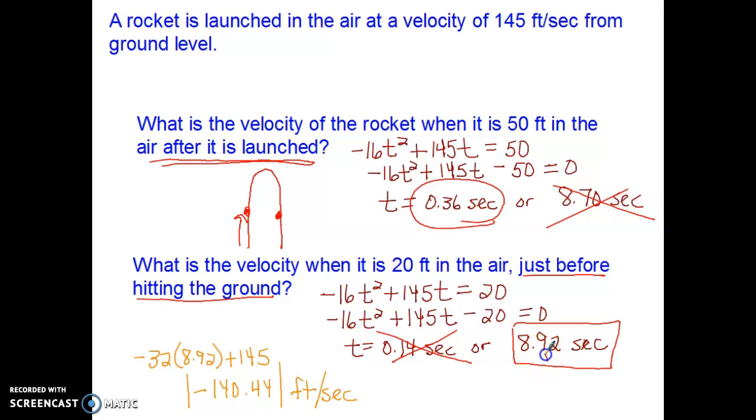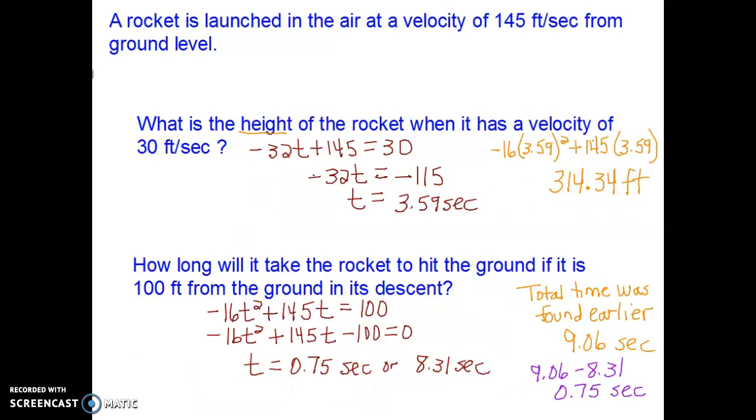And then to finish this one, I would substitute in. Once again, I get a negative velocity, so I need to put an absolute value with that. And for the last of our examples, I think these ones are pretty much self-explanatory.